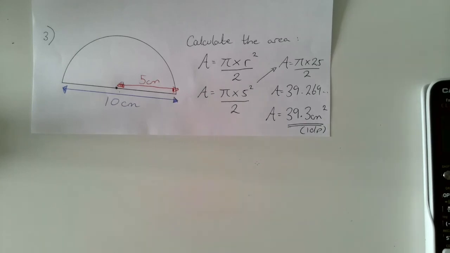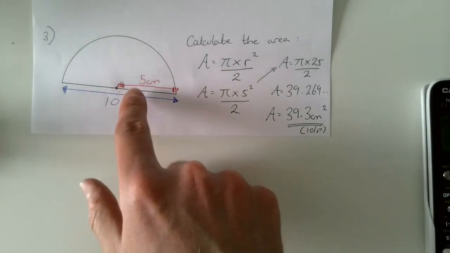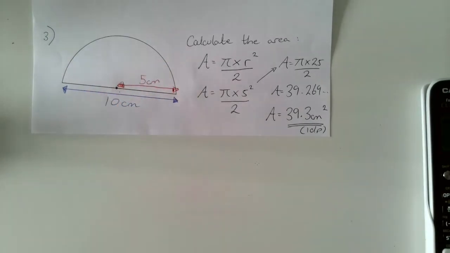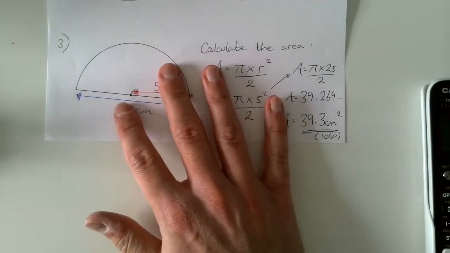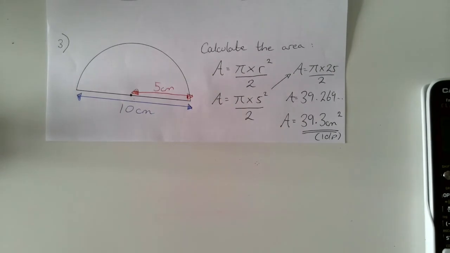Hopefully that all made sense. Now, for today's lesson, you've been given a worksheet which has three sections on it. One on circumference, one on area of circles, and one section which has questions like this, semicircles and quarter circles. So that's a bit of an extension. So hopefully you will get onto it, but don't worry if you don't.